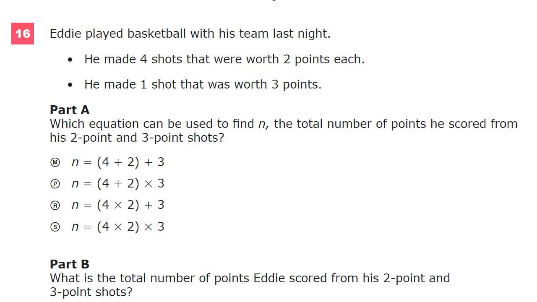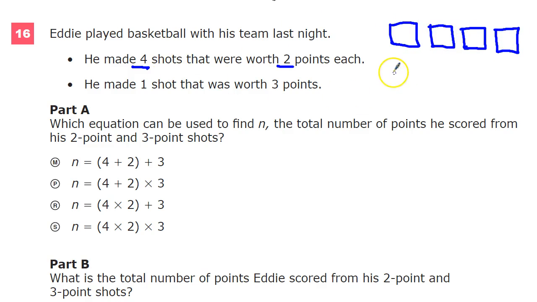So there are a few ways I can handle 16. The first thing we want to do is talk about what the relationships between the numbers are, and then we want to talk about how we can apply those things. If I just look at the fact that he made 4 shots that were worth 2 each, what I might do is draw blocks. Each one of these blocks refers to a shot. So he made 1, 2, 3, 4 shots, and then he made another shot down here. This one is worth 2, 2, 2, 2, and 3, because he made 1 3-pointer there apparently.